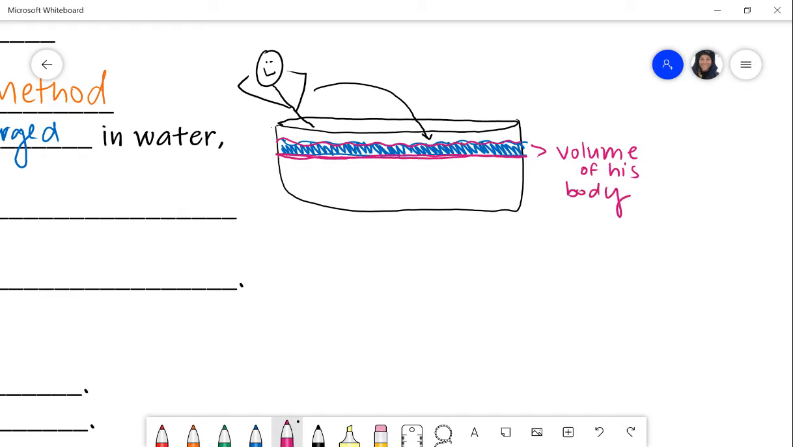Another way to think about this is if we, let's say, had a graduated cylinder like this. You guys remember these?